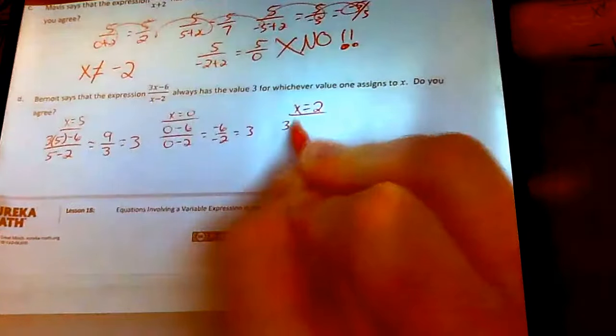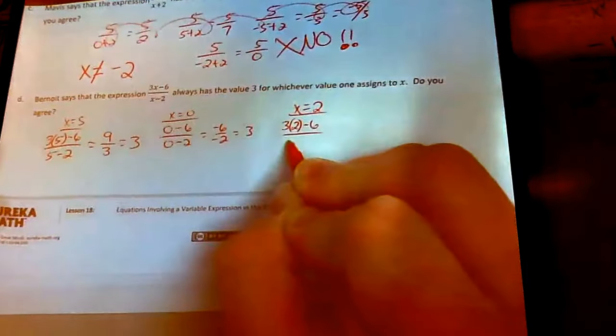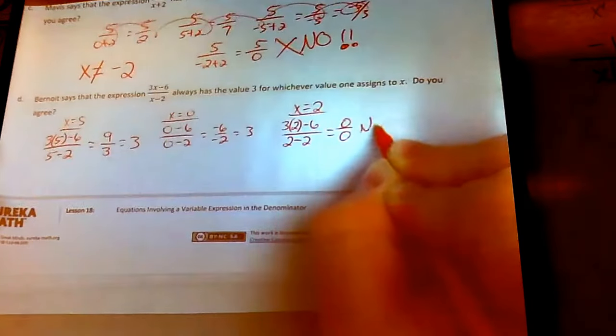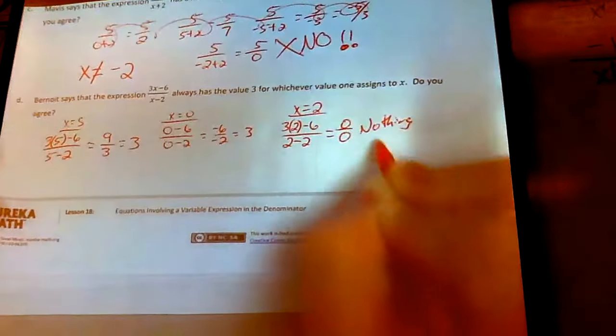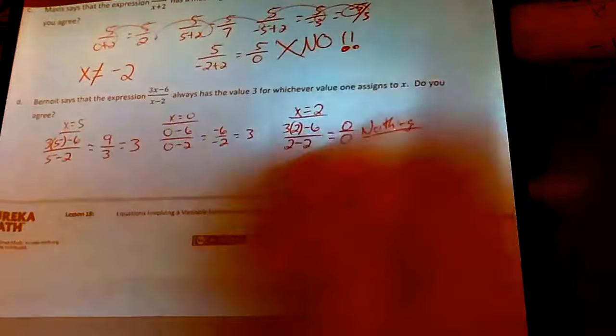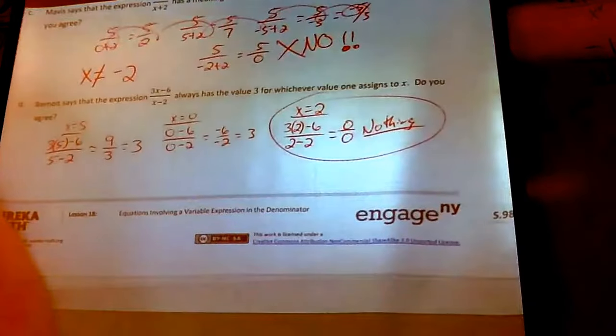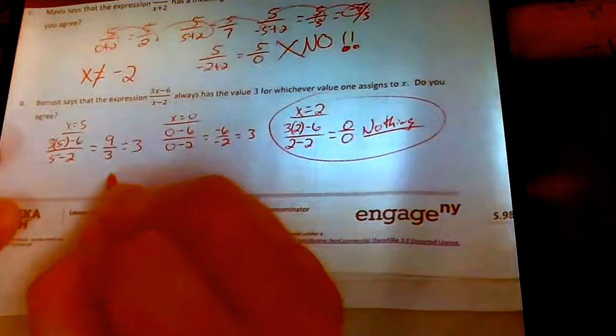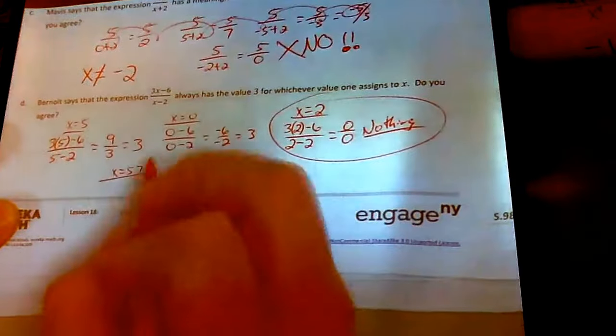Because if you do 3 times 2 minus 6 over 2 minus 2, you get 0 divided by 0, which is nothing. It does not equal 3. So every other number that you choose is going to equal 3, except for the actual number 2. Do 57? Okay, watch this, Justin.